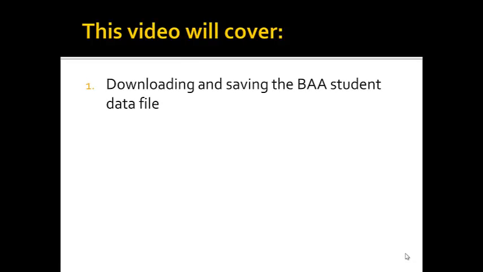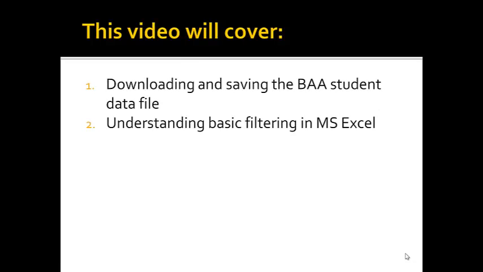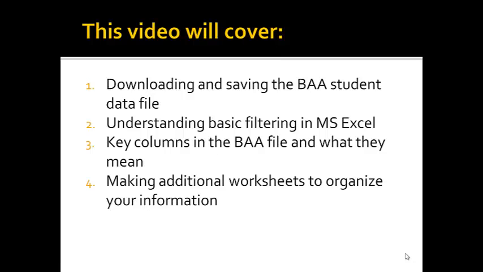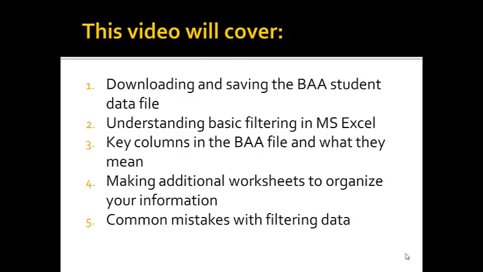Let's start by talking about what this video will cover. First, we need to understand where to get the master data file for my building from the BAA site. Second, we'll need an understanding of using filtering in Microsoft Excel to get the information in the form that I need. Third, we'll take time to discuss the key columns of information in the BAA file and what they mean. Fourth, we will cover how to format the information in the way you want. And lastly, we'll discuss some common mistakes that people make when filtering large data files in Excel.